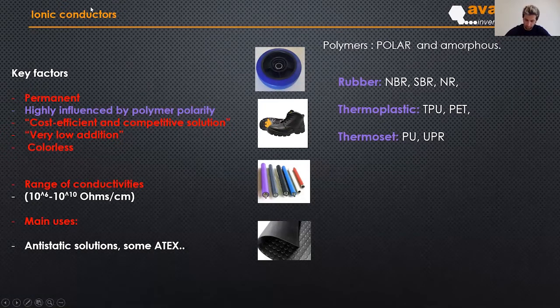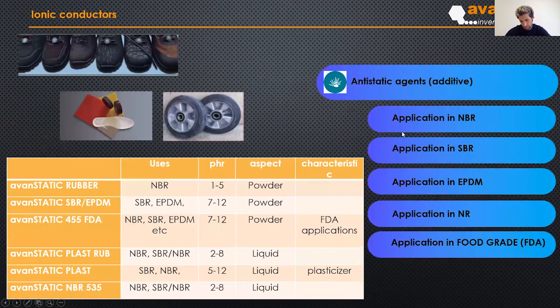The key factor we saw previously, but the use is mainly in rubber. Rubber is one of the objectives: NBR, SBR, EPDM, natural rubber, whatever is possible to work with this technology. Thermoplastics like TPU, PET, polyamide are possible. Even in thermosets like PU, UPR, even epoxy. If we focus on rubber, that is the system more developed for ionic conductors until now.